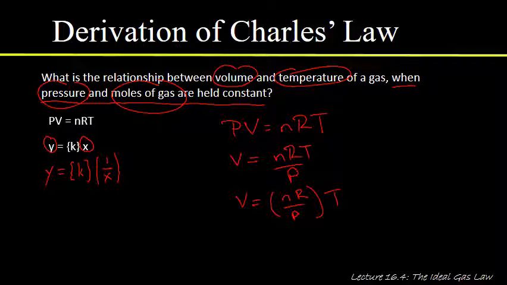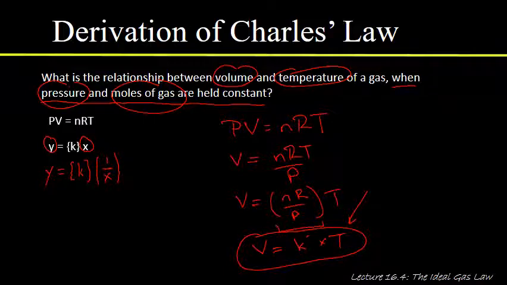So that means the n and the P are also constants. So if n is a constant, and R is a constant, and P is a constant, then this whole thing here is a new constant. We call it K prime or something. So this tells us volume is equal to K prime times T. And if that's our relationship, then this format, volume equals some constant times T, is direct proportionality.